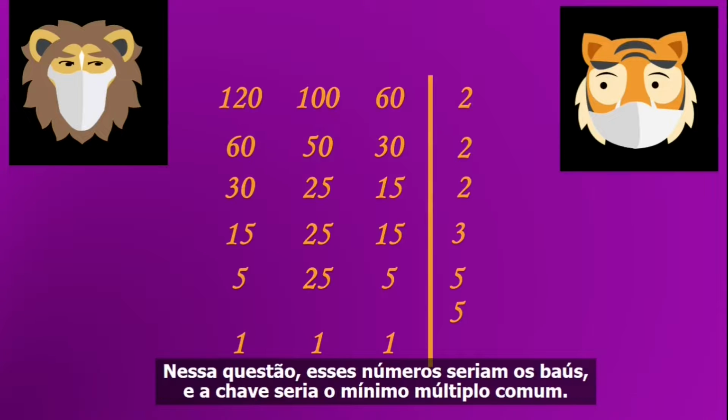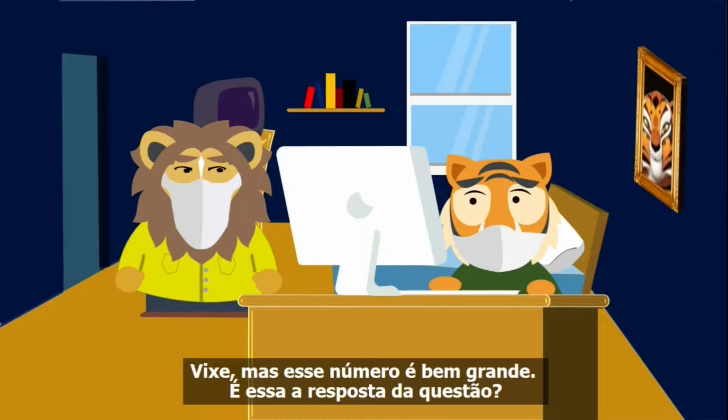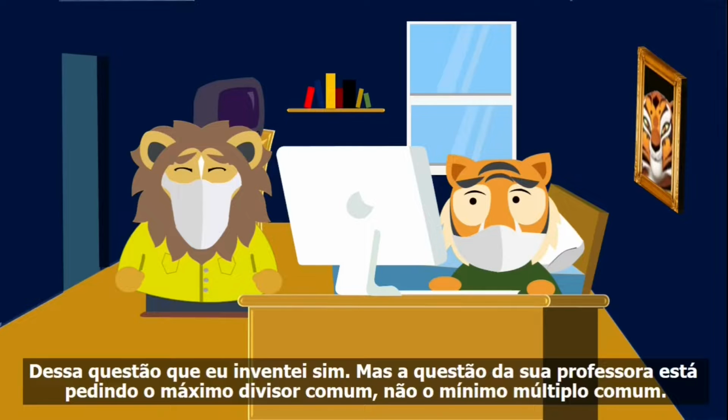In that question, those numbers would be the chest and the key would be the least common multiple. Look, but that number is quite large. Is that the answer to the question? Of this question that I invented, yes. But your Twitter's question is asking for the greatest common divisor, not the least common multiple.